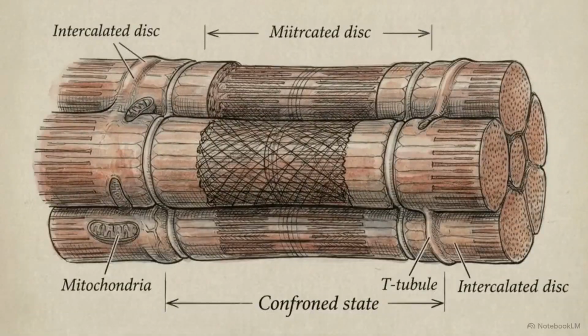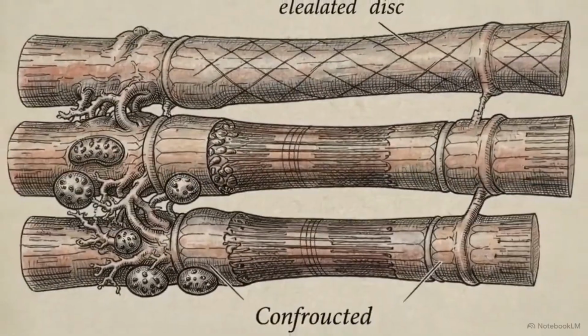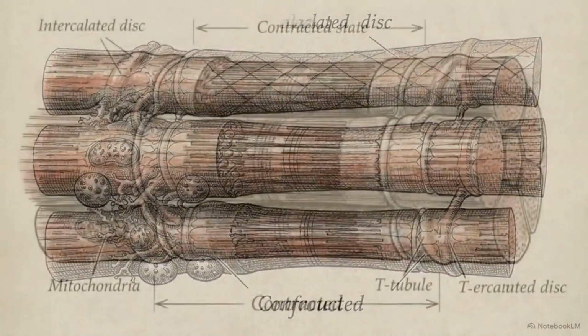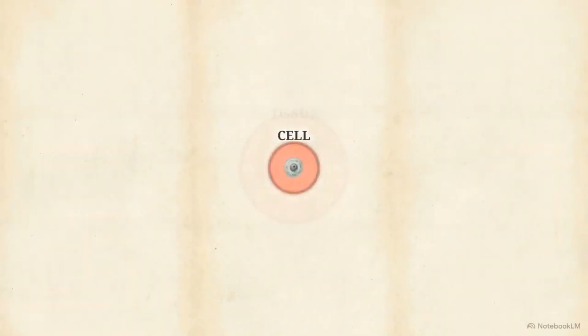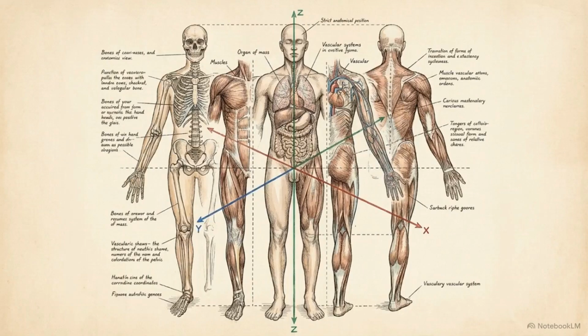A cardiac muscle fiber is built with a specific arrangement of proteins because its sole purpose is to generate dynamic contractions. Scaling up from a single fiber to the entire organism, the human body is constructed through a strict, complex hierarchy. Navigating this architecture requires a standardized, three-dimensional coordinate system.